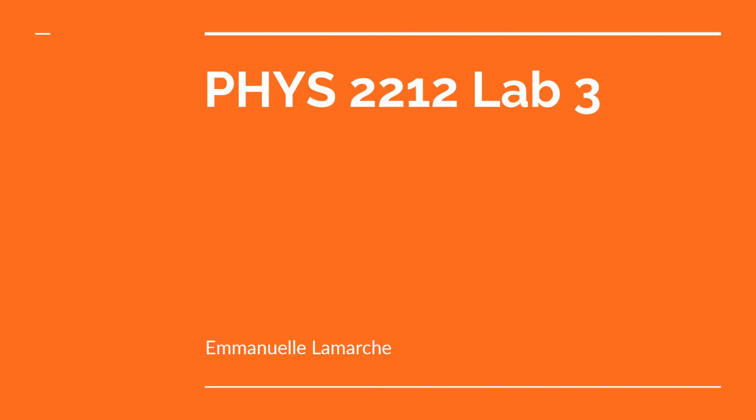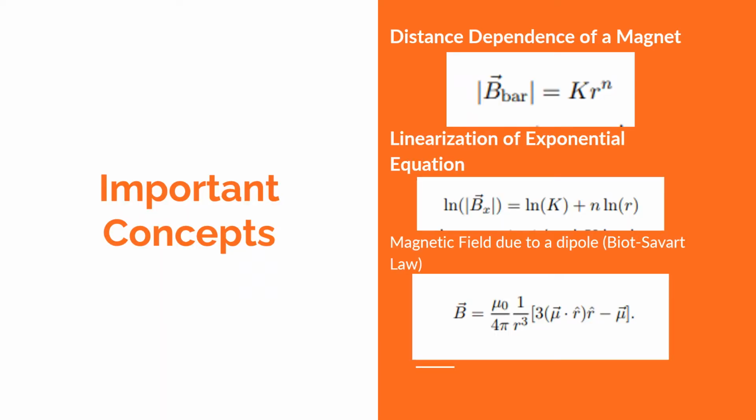In this lab, we looked at the effects of the magnetic field from a bar magnet at different distances. Some of the important concepts from class that we applied in this lab were the magnetic field due to a dipole. We used the Biot-Savart law with this equation that generalizes for a dipole on and off axis. And we also looked at the distance dependence of a magnet, which has an exponential format.